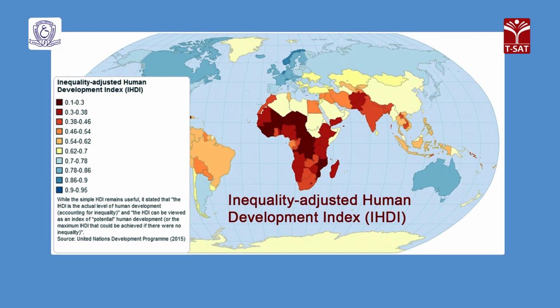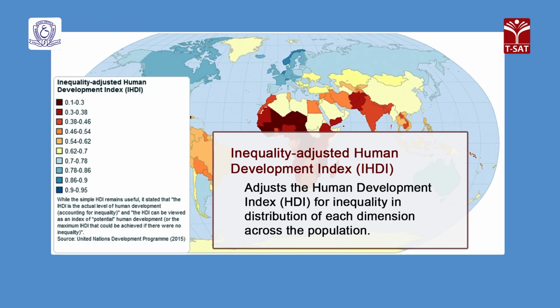Inequality Adjusted Human Development Index, which adjusts the Human Development Index for inequality in distribution of each dimension across the population. The IHDI is the actual level of human development accounting for this inequality, while HDI can be viewed as an index of potential human development or the maximum level of HDI that could be achieved if there was no inequality. The loss in potential human development due to inequality is given by the difference between HDI and the IHDI and can be expressed as a percentage.